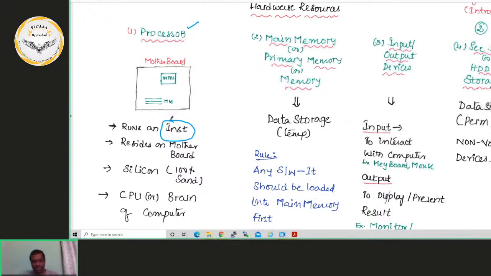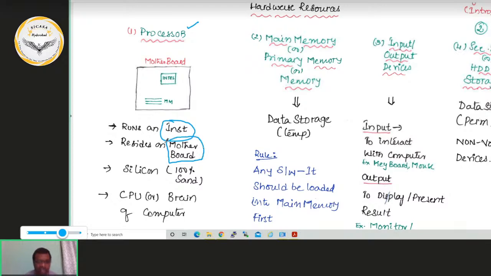For example, if I say stand up, what exactly am I doing? I'm giving an instruction. What will happen? You'll hear that instruction through your ear and it will go to the brain. Now the brain will execute that instruction and an action will be performed. In the same way, a processor will take an instruction and execute it to perform an action. Now where exactly does the processor reside? The processor resides on an electronic circuitry board called a motherboard.